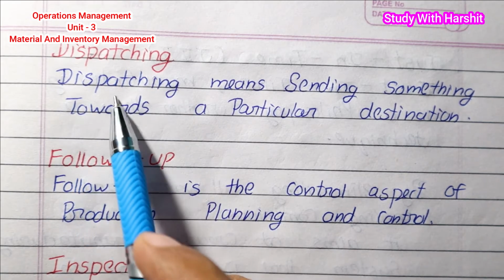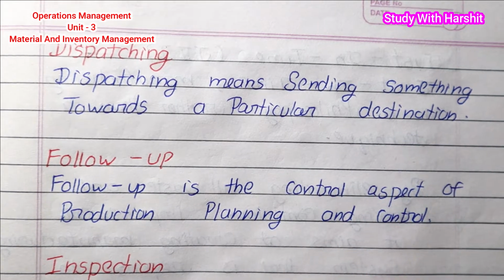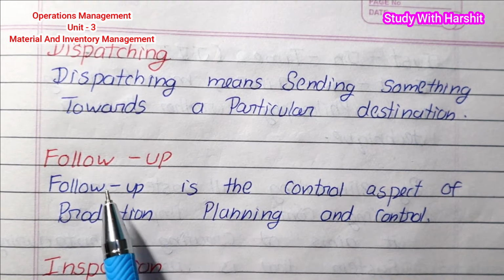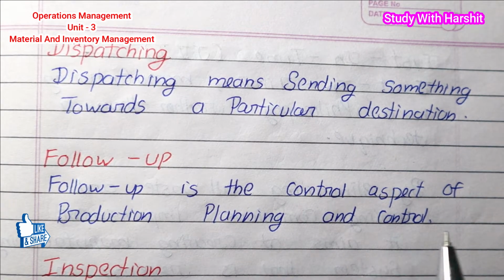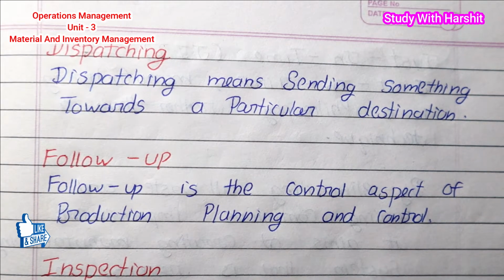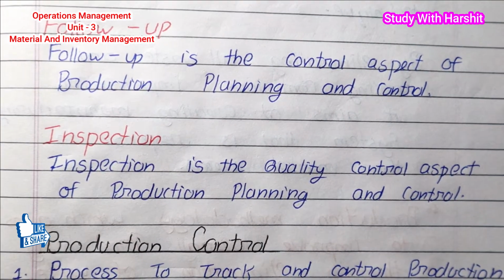Dispatching. Dispatching means sending something toward a particular destination. Follow up. Follow up is the control aspect of production planning and control. And last one is inspection. Inspection is the quality control aspect of production planning and control.